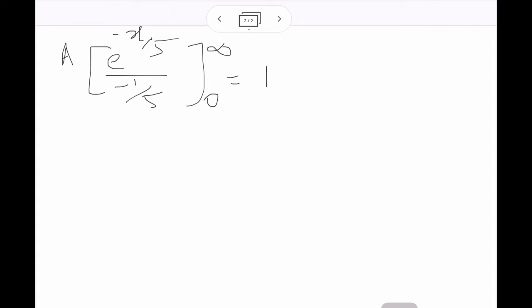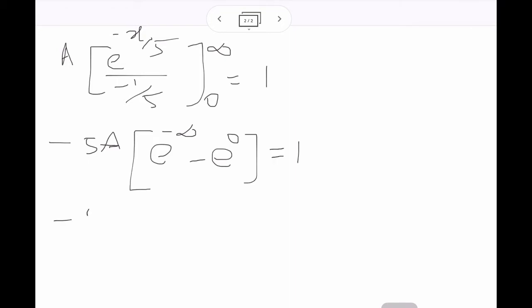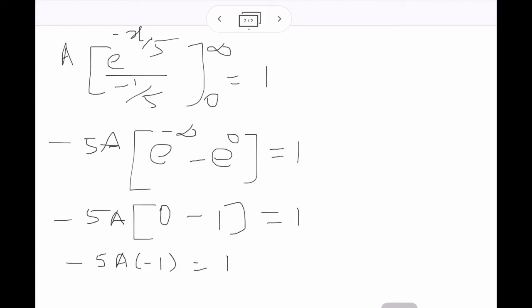Now you can take the constant outside. Minus 1 by 5 becomes minus 5a. The 5 will go to the numerator. So e power minus infinity minus e to the power of 0 is equal to 1. So minus 5a into, e power minus infinity is 0, because e power infinity is infinity. e power 0 means the value is 1. So minus 5a into minus 1 equals 1. Minus into minus is plus. So 5a is equal to 1. This implies a is equal to 1 by 5.